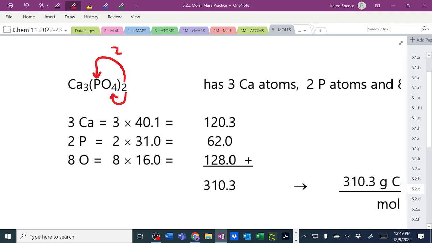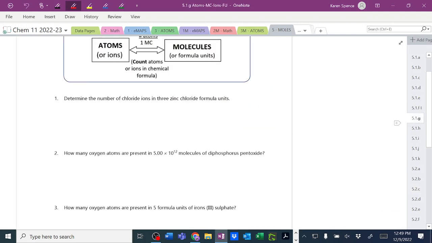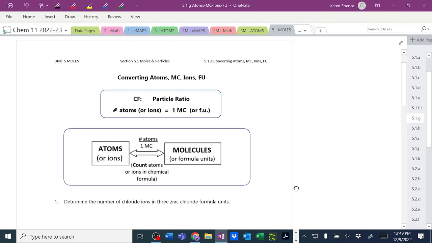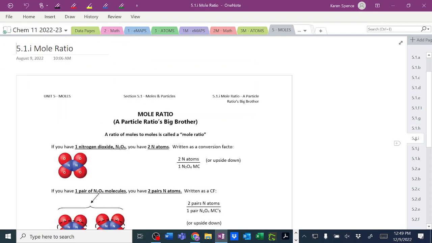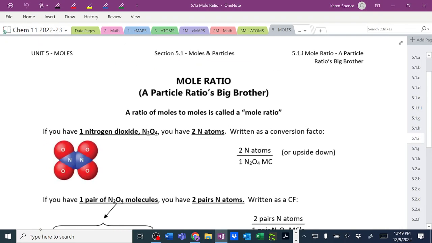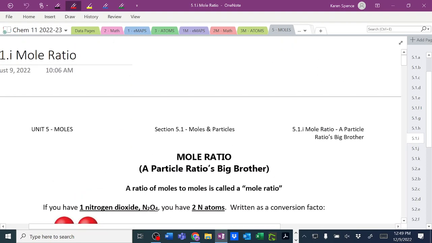All right. Today we are going to, let me find out where we are here. This is what we're going to do in class today, and then Tyler's going to teach you about converting between grams and moles this weekend. Okay? So we're going to do this with Ms. Spence. And this is 5.1i. It is on page 24.